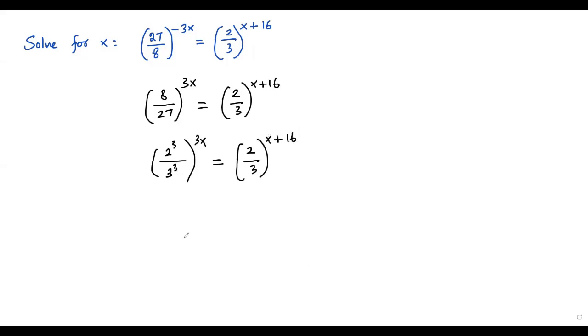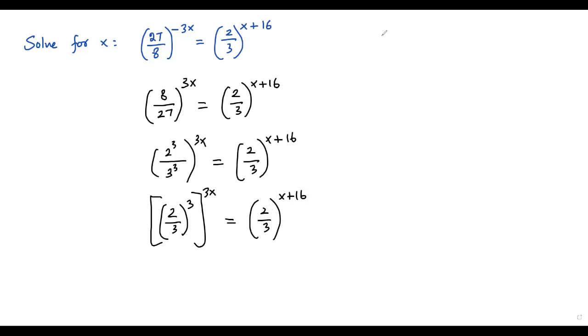In my next step, for the numerator we have exponent 3, and in the denominator also we have exponent 3. So in a fraction where we have the same exponent for numerator and denominator, we can write the exponent in common. That is 2 over 3 whole cube. I am writing this exponent in common for both numerator and denominator. Already we have the exponent 3x, so we can write that exponent too, equals 2 over 3 whole to the power x plus 16.